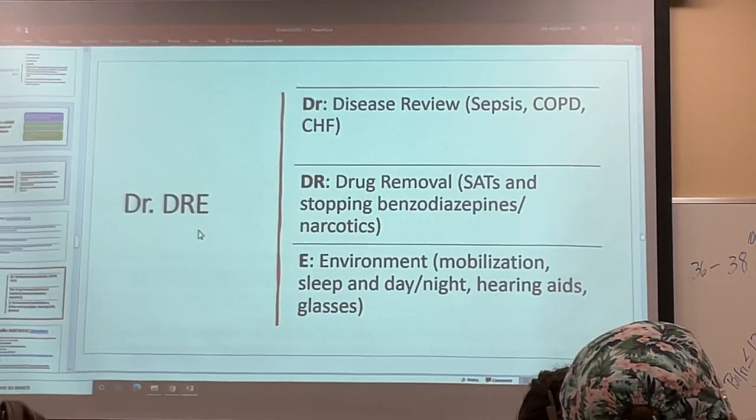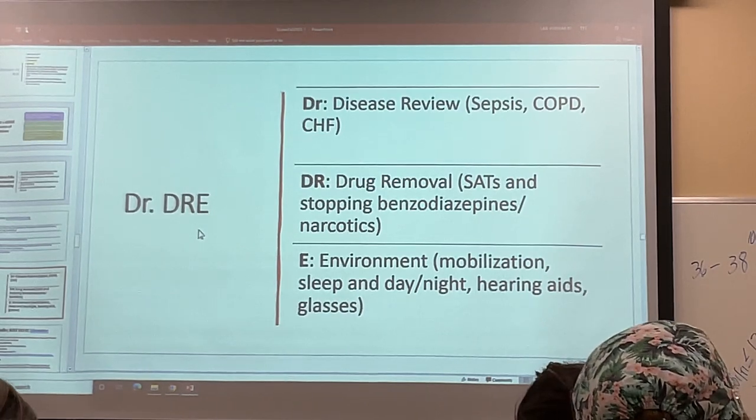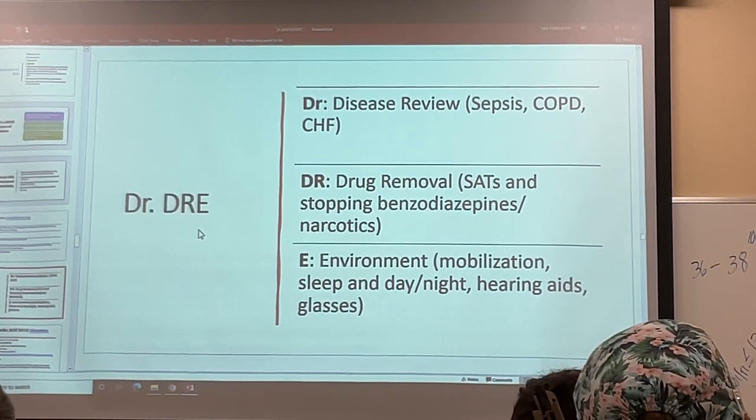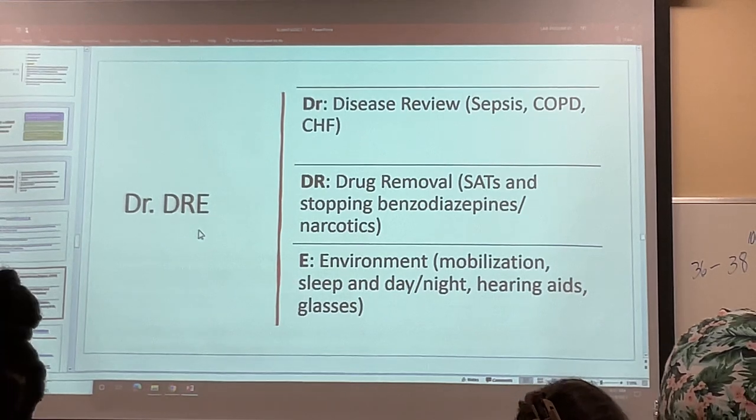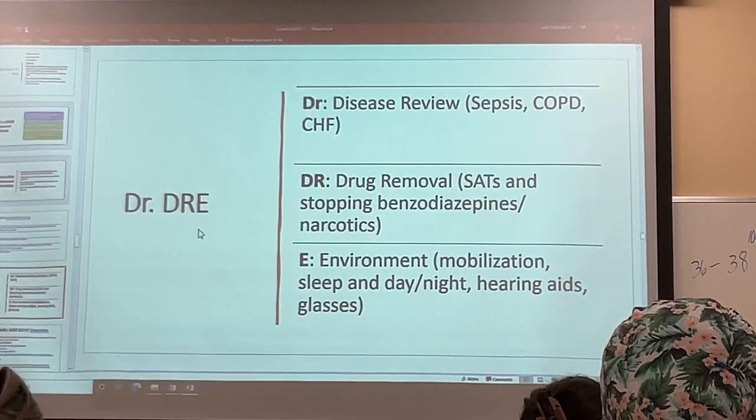You can use the Dr. Dre mnemonic, DR for doctor. Do the disease review. Again, for those toxic things. They have heart failure, sepsis, shock. And then the DR in Dre is drug removal.